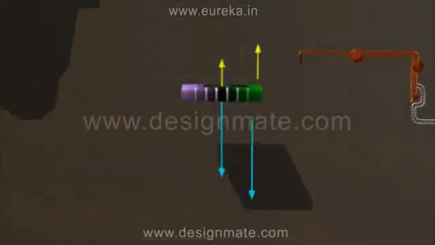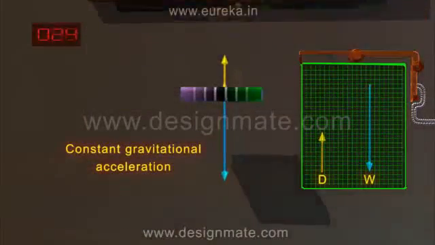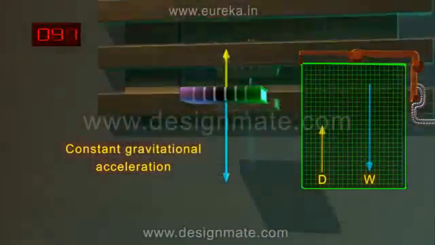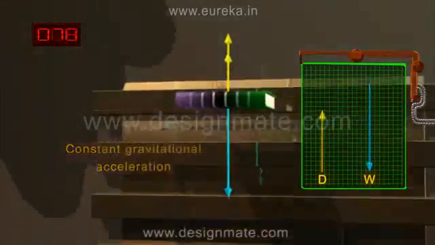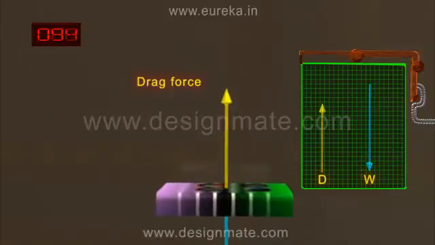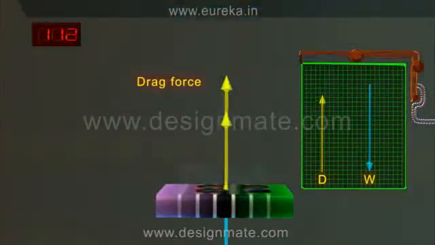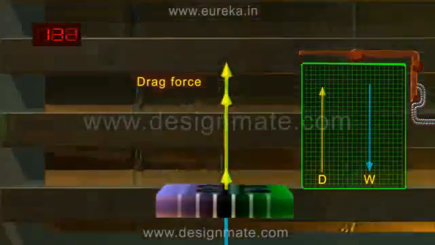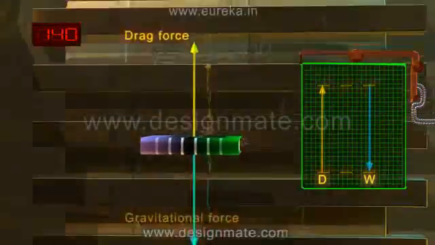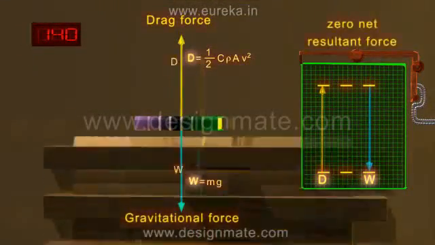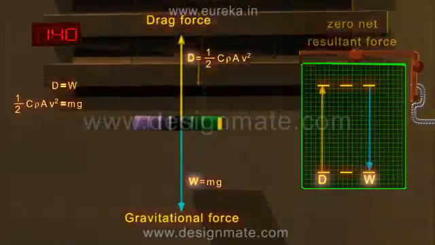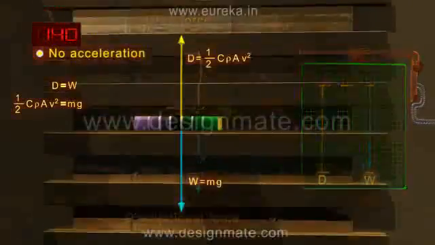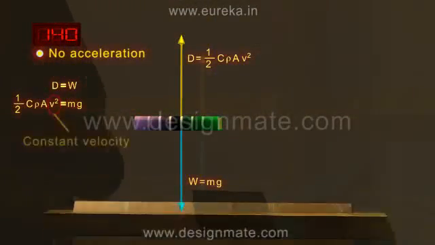Coming back to our previous experiment, as the object falls with constant gravitational acceleration, it keeps attaining more and more velocity. Simultaneously, the drag force acting on the body also keeps on increasing. Once the drag force equals the force due to gravity, the net resultant force acting on the object becomes zero, which means the object no longer accelerates. Rather, it will now fall with constant velocity.